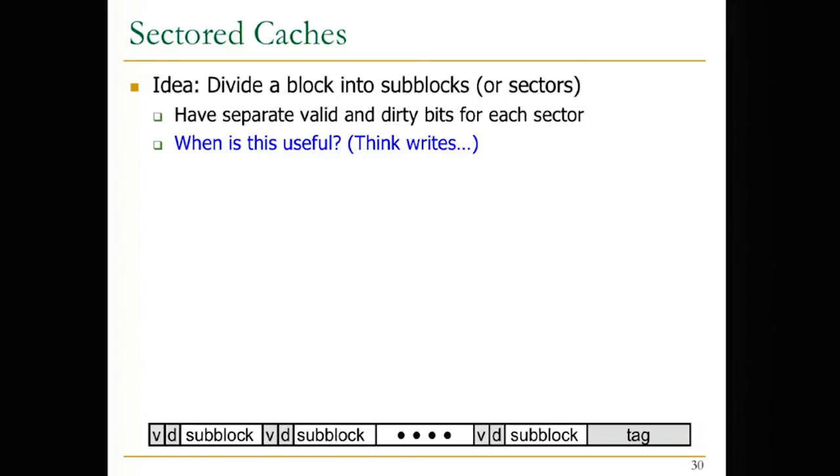So it can have one sub-block valid and everything else invalid. If you're writing to an entire sub-block, you just write to it and make it valid and make it dirty. That's it. You don't need to bring anything from main memory because you're updating that block. Does that make sense? This is useful in that case, for example.